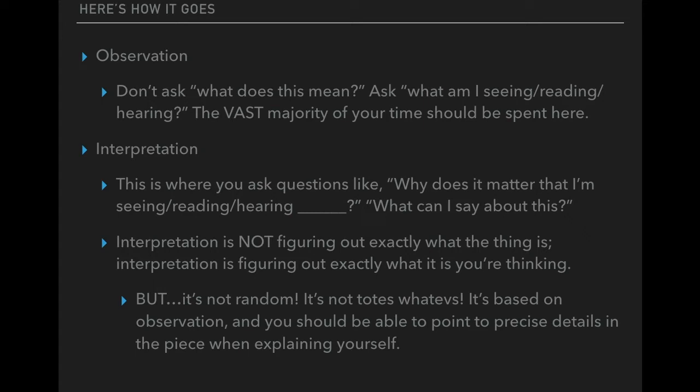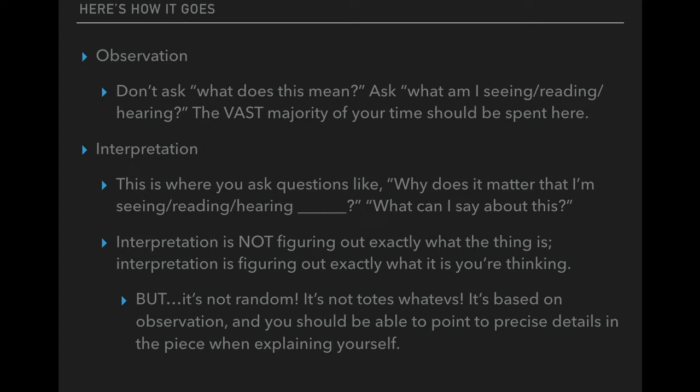Now, interpretation after you've done a lot of observation is where you're asking questions like, why does this matter that I'm seeing this? Or what can I say about this? Interpretation is not figuring out exactly what the thing is. You don't read a poem and now you suddenly know exactly what the poet meant, right? Interpretation is figuring out exactly what it is you're thinking. But it's not random, okay? This is the trick. Whenever you say, well, it's all interpretation, that tends to mean to most people, that's whatever you want it to be.